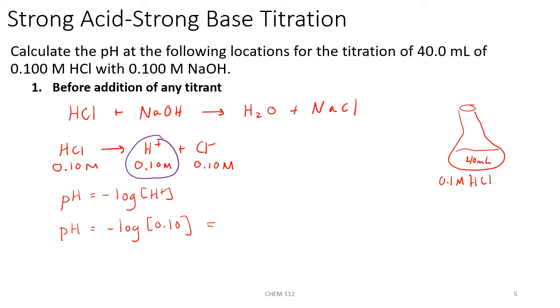We should expect our pH to be very low. It's a strong acid and none of it has been neutralized. So the negative log of 0.1 molar comes out to 1. And it would be acidic because the pH is less than 7.